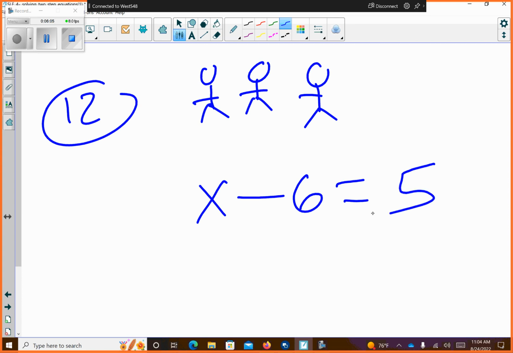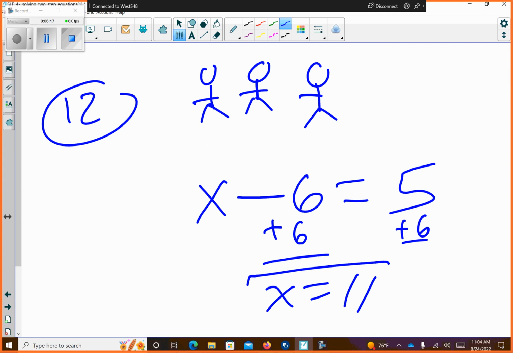So a certain amount of people are playing. 6 people leave. 5 people are left. Well, looks like if I add 6 to both sides, looks like 11 people were playing.